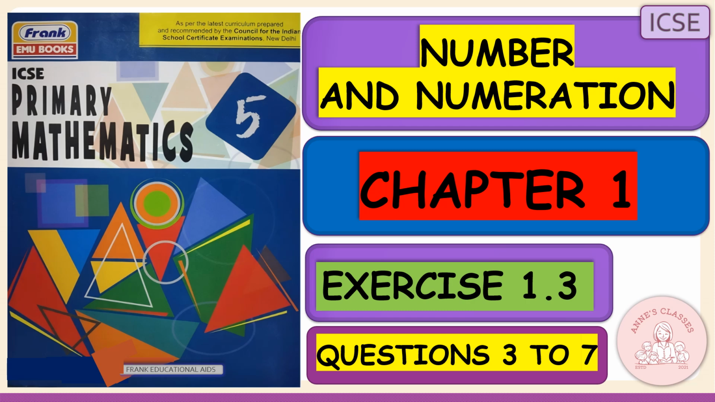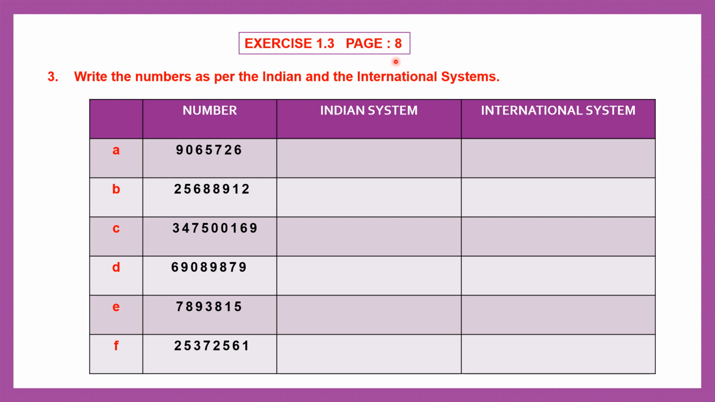Let's do Number and Numeration, chapter 1, exercise 1.3, questions 3 to 7. Page number 8, and what does question 3 say? Write the numbers as per the Indian and the international systems. So we have our numbers given here. We have to put it in the Indian system and then the international system.